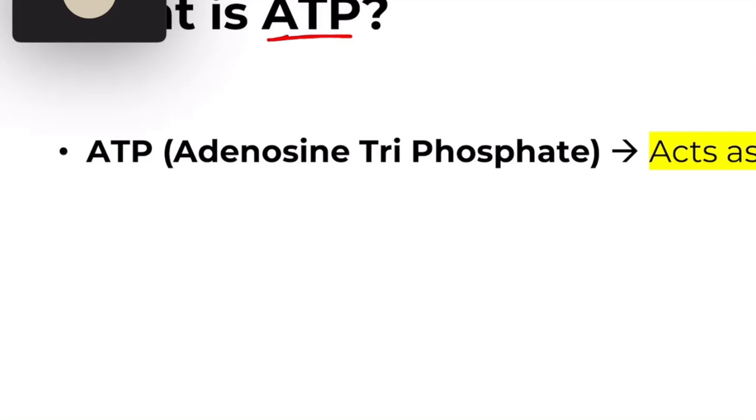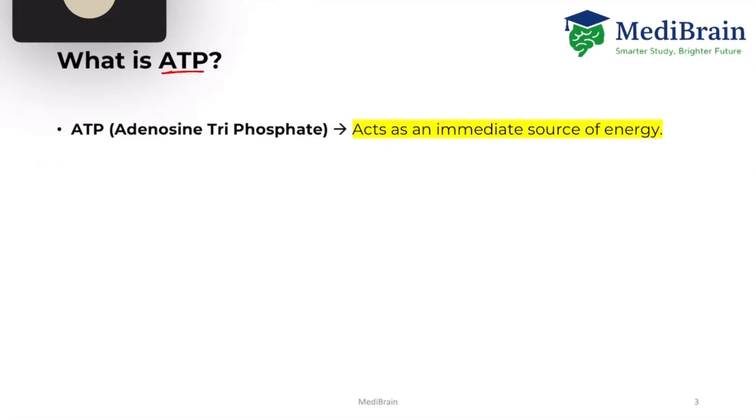Anything which is abbreviated on the spec, you can abbreviate whenever you're writing it in your answers. Anything which is not abbreviated on the spec, you will have to write the full form of it. But ATP, you can just write ATP because it is abbreviated on the spec. And it stands for adenosine triphosphate.